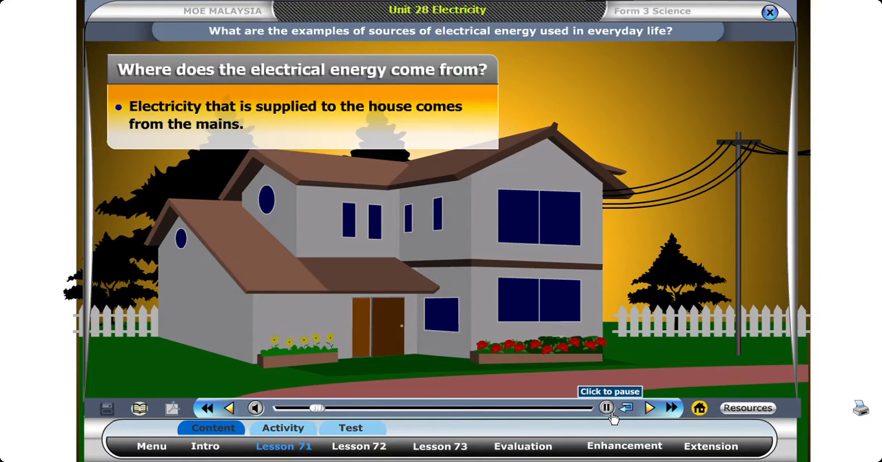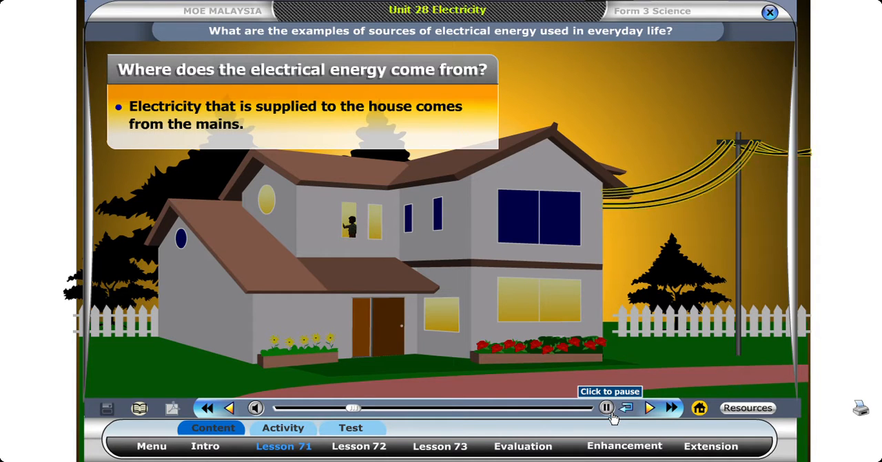When a boy switches on all the lights, the house becomes bright. Where does the electrical energy come from? Electricity that is supplied to the house comes from the mains.